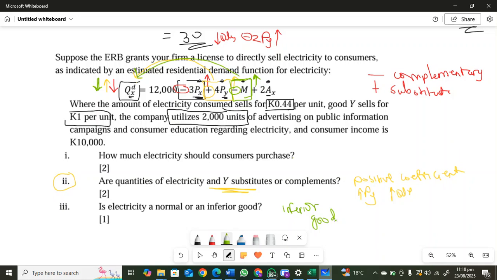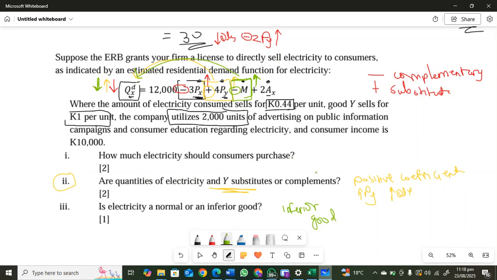If their income goes down, it means they'll have to revert back to the Shake Shake. So meaning quantity demanded of Shake Shake, if income rises, quantity demanded of Shake Shake will go down. When income drops, quantity of Shake Shake is going to increase.